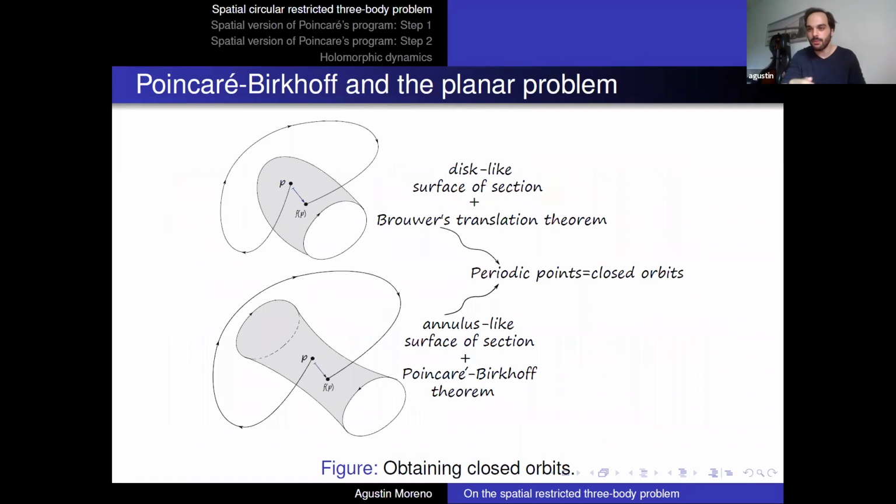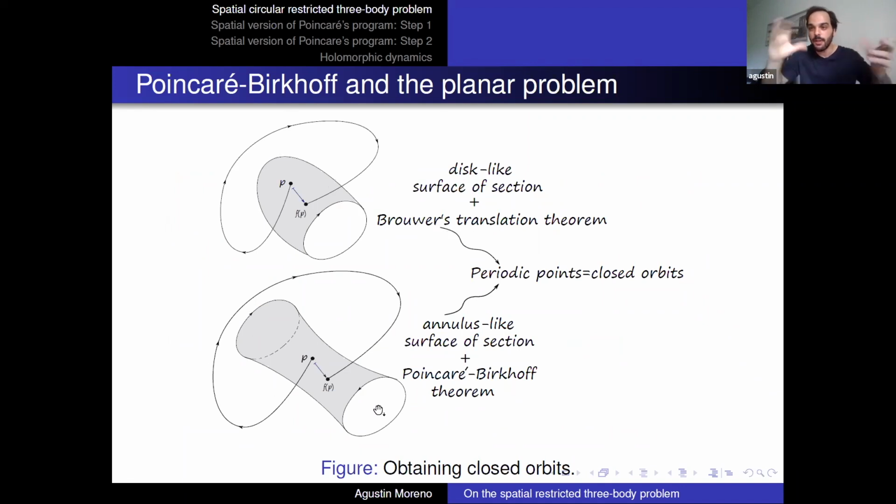So here's a picture for you to remember, sort of the classical approach. You imagine that you have a disk-like surface of section, then you have a return map. You might hit it with Brouwer's translation theorem. The return maps always preserve area because of Liouville's theorem. Okay, so you hit it with Brouwer and you get periodic points, which means closed orbits.